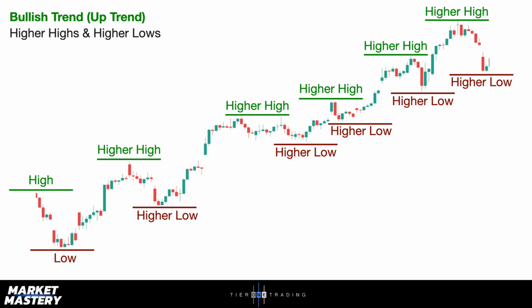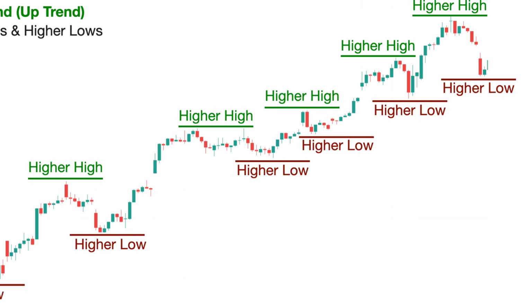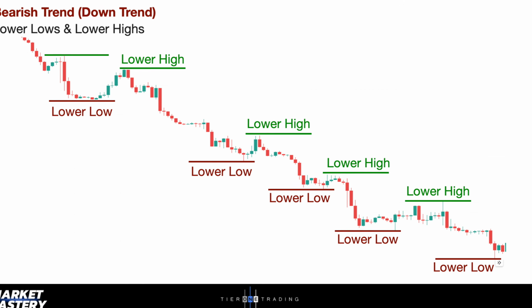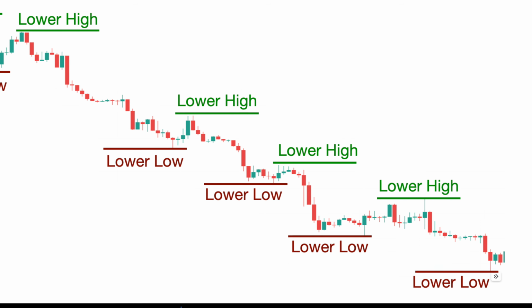An uptrend is a series of higher highs and higher lows, and a downtrend is a series of lower highs and lower lows. And this simple idea forms the foundation of almost every professional trading strategy, because traders aren't guessing where price will go. They're observing the behavior of buyers and sellers, and they're trying to align themselves with the dominant side of the market.